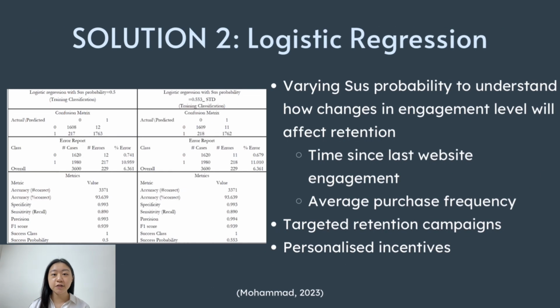Next, logistic regression enables airlines to understand the likelihood of customers churning based on the input variables. For instance, airlines can use varying probabilities to understand how changes in engagement rates can affect customer retention. Having different probabilities can enable companies to explore how changes in the perceived likelihood of churn affect the model's predictions. A higher probability will indicate a higher likelihood of the prediction happening.